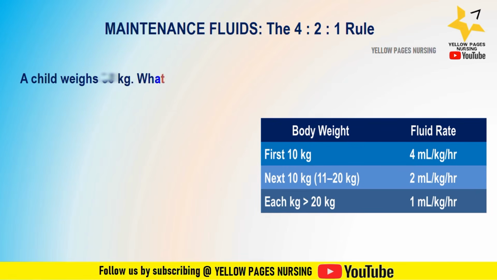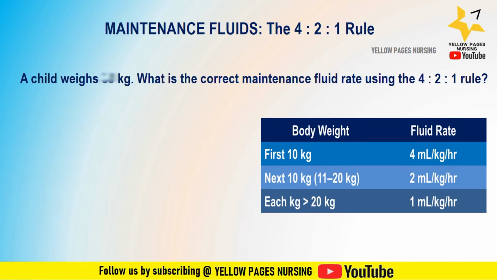Next, let's do a fluid calculation using the 4-2-1 rule. Example, a child weighs 18 kilograms. What is the correct maintenance fluid rate using the 4-2-1 rule? Here we go step by step using the 4-2-1 rule.